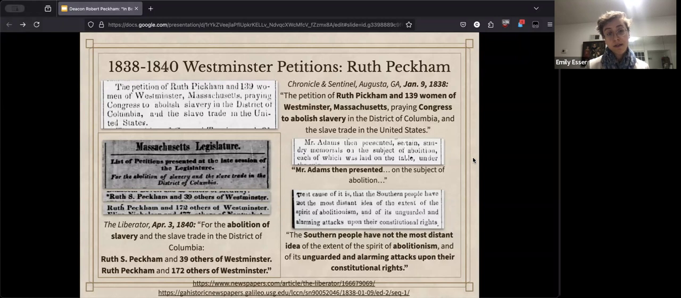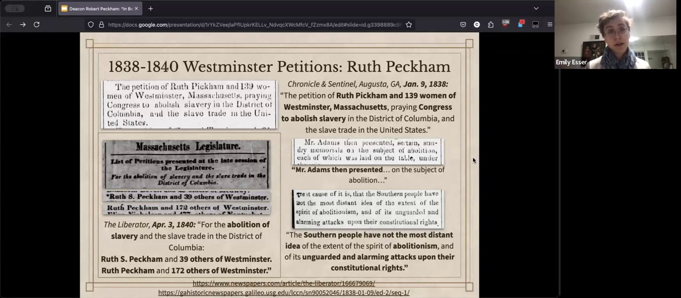And then the other source that I found for an 1838 petition, the petition of Ruth Peckham and 139 women of Westminster, appears in a Georgia newspaper, which also takes great pains to add an editorial warning of how Southern people have not the most distant idea of the extent of the spirit of abolitionism and its unguarded and alarming attacks upon their constitutional rights. So, that was a kind of rhetoric that was being passed around in the Southern papers at the time, reassuring the Southern people the abolitionists were wrong, while also warning them that this belief in freedom was gaining provenance and, oh, goodness forbid. But there were enough petitions and enough momentum to really make some change.